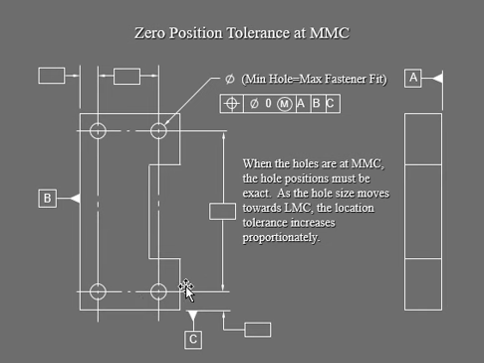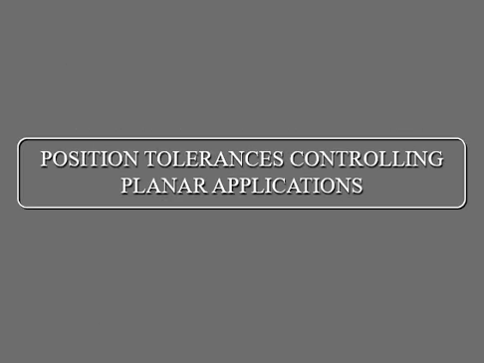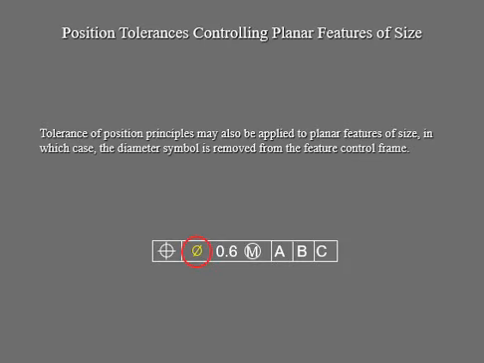And we're dealing with this feature, which is your hole right there. When you actually look at it, we also have a symmetry in this part, of course, but we're not going to confuse you with that. All right, so let's get into position tolerance. We're going to control planar applications. So here is position, and here is your 0.6 at MMC, and three datums are going to control.